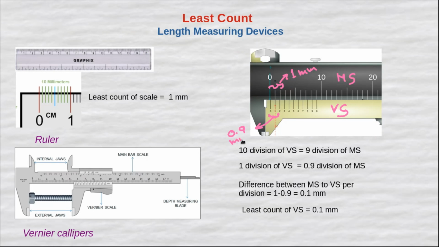This is 0.9 mm. So if you are matched with this first gap, what is the gap between this 0 to this 0? I mean it's very small. So this 0 to this 0 is how much? That is 0.1 mm. This is 1 mm, this is 0.9 mm.